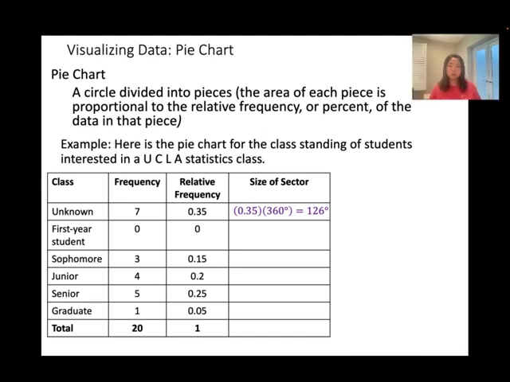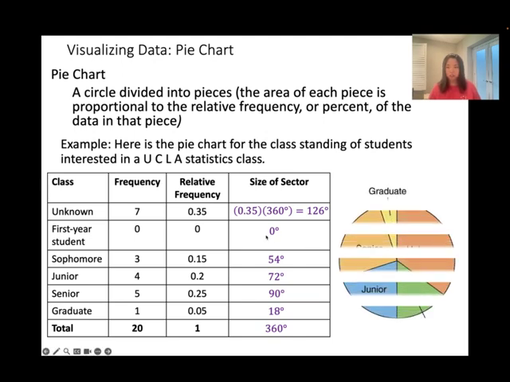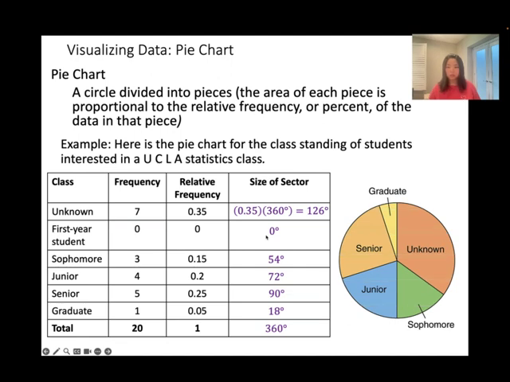Okay, check your work. When you add it all up, it has to be equal to 360 degrees. Based on the size of the sector, you could use the protractor to construct the pie chart. You could see something like that one.